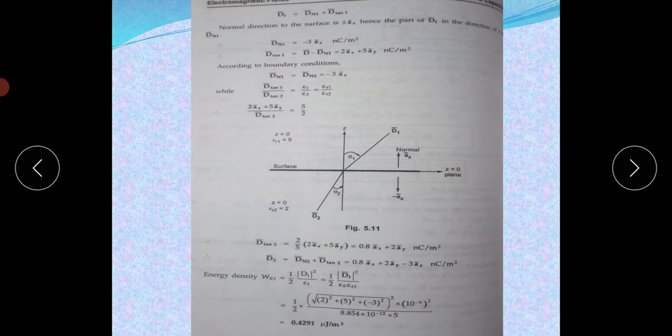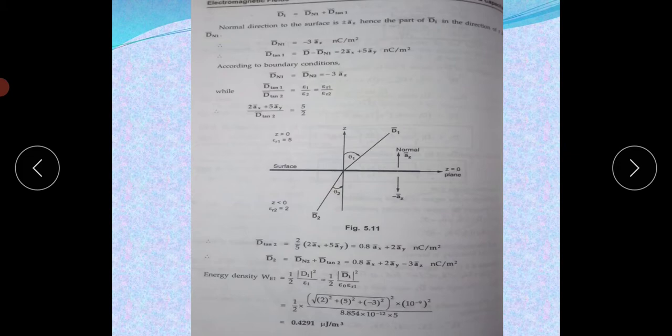Energy density equals the formula 1 by 2 D bar dot E bar. That is one formula. The next formula is 1 by 2 epsilon into E square. Another formula is 1 by 2 D square by epsilon.